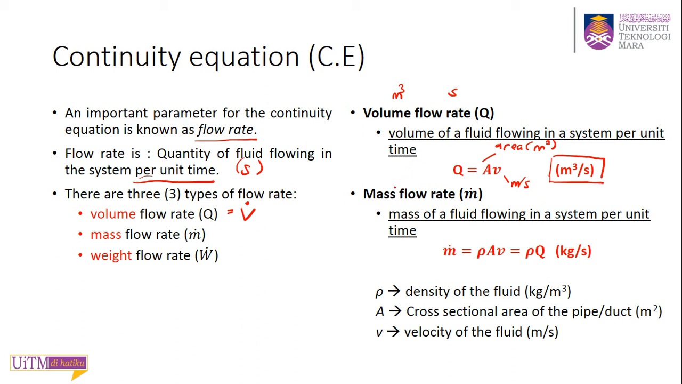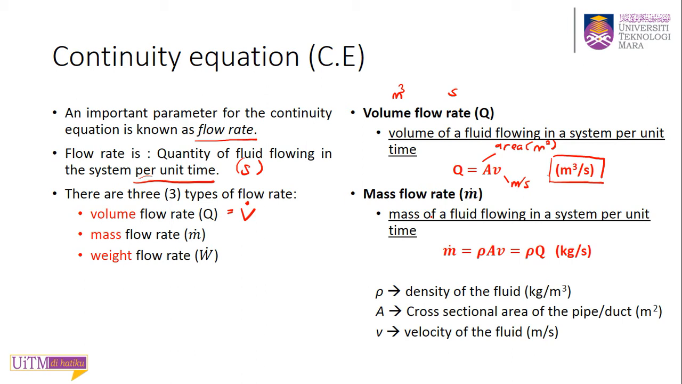Secondly, the flow rate that we are dealing with in the continuity equation is the mass flow rate. The symbol is m dot. So what is mass flow rate? It is the mass of fluid flowing in a system per unit time. It's the same as volume flow rate: just now it was volume per unit time, now it's mass per unit time.